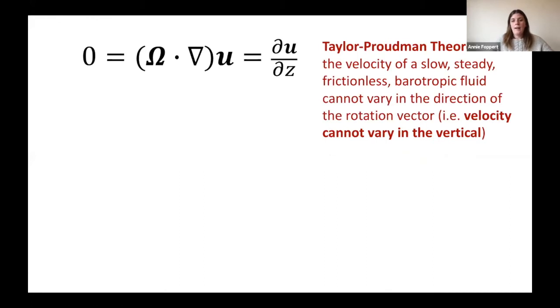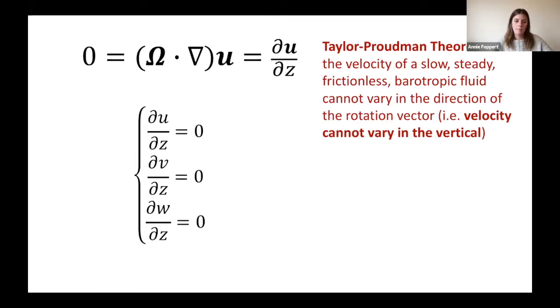So that is Taylor-Proudman theorem in a nutshell. The velocity of a slow, steady, frictionless barotropic fluid does not vary at all in the direction of the rotation vector. So in this case, on a rotating sphere, the velocity cannot vary at all in the vertical. All three components of the velocity, the zonal velocity, the meridional velocity, and the vertical velocity, are constant with depth.